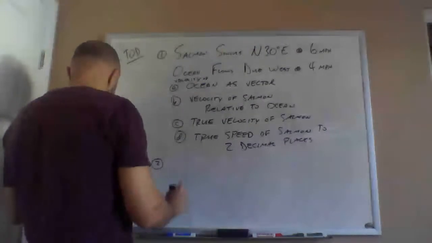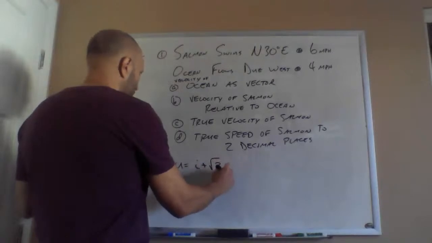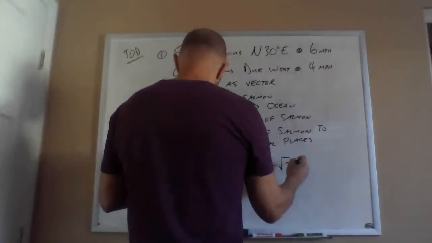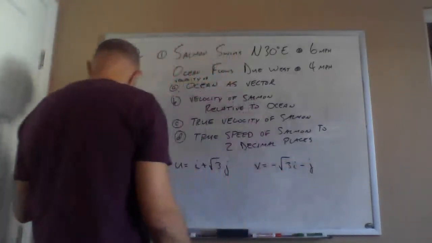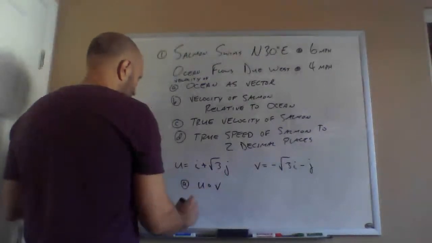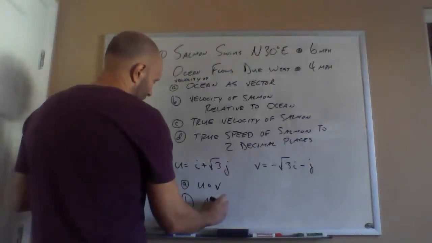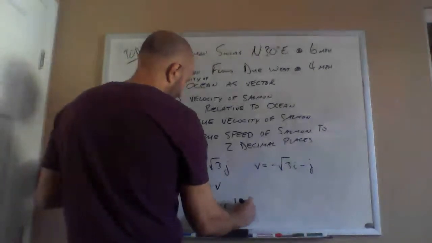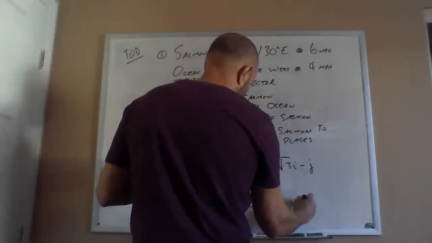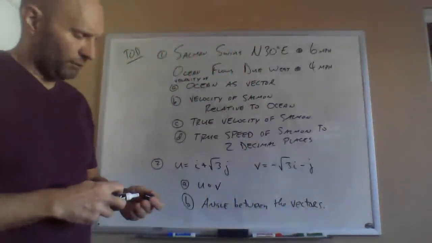In question 2, you have U is i plus root 3 j. V is negative root 3 i minus j. So for this one, find the dot product U dot V. Find the angle between the vectors. So give both of those a try.